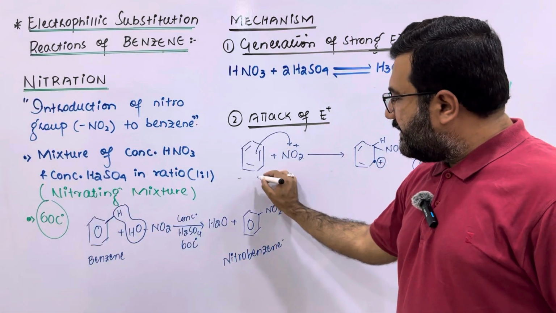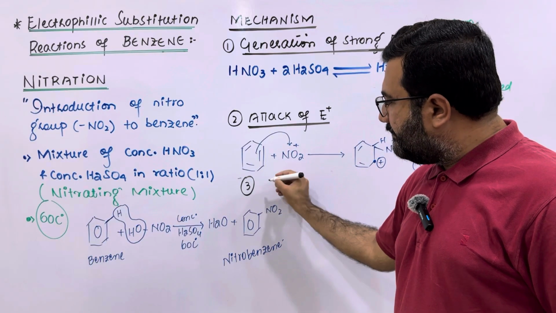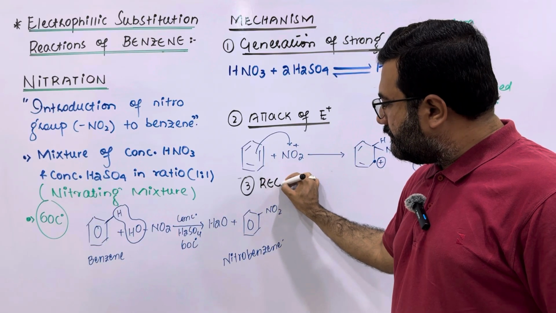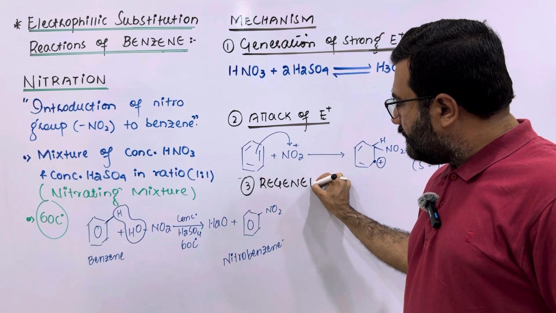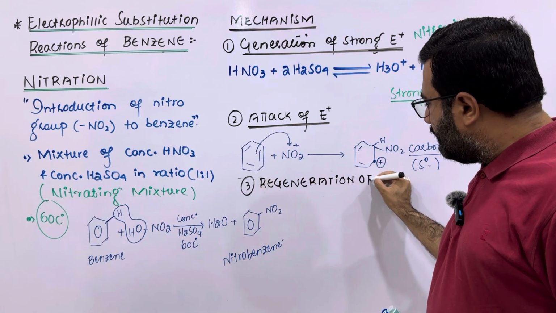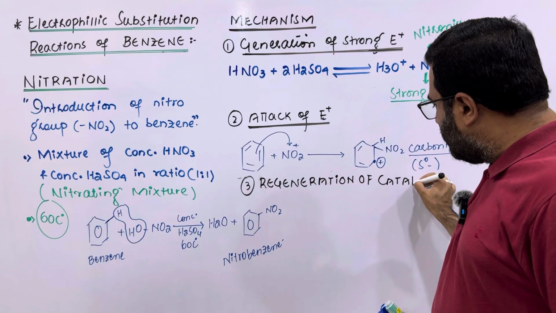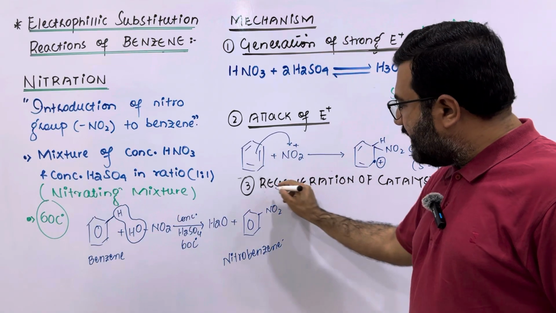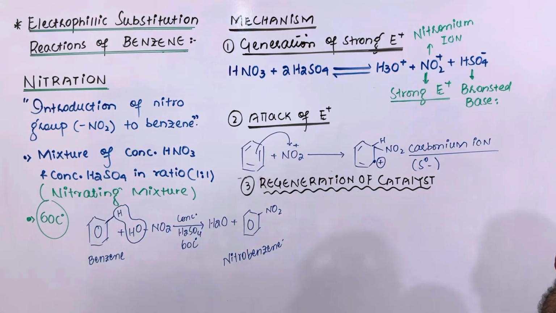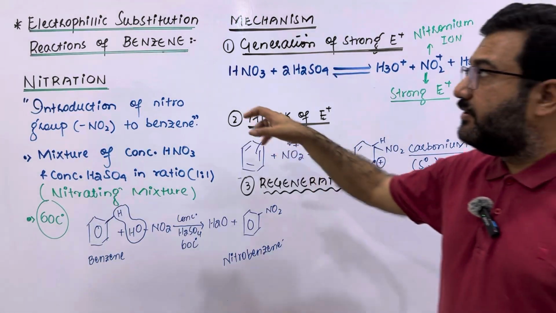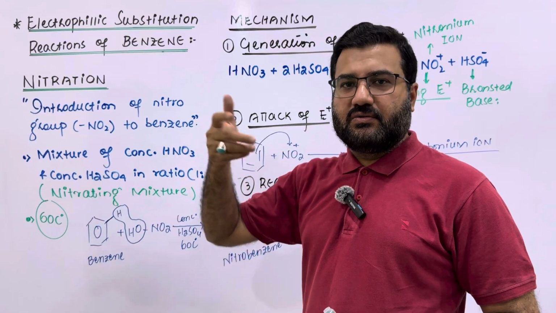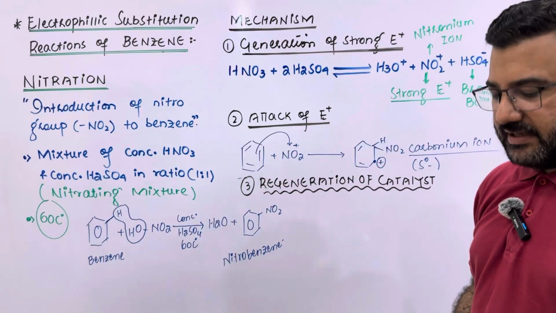My dear students, in the third and final step, there will be regeneration of catalyst. As you know that catalyst is a substance which increases the rate of reaction, but it is never used in the reaction. And during the electrophilic substitution reactions of benzene, the role of the catalyst is to help in the production of the stronger electrophile.